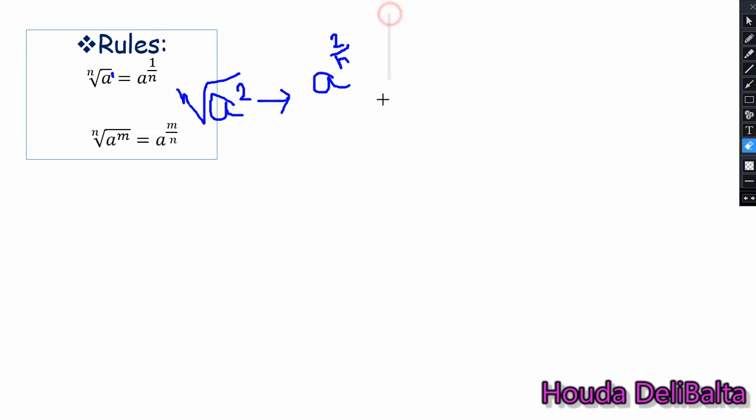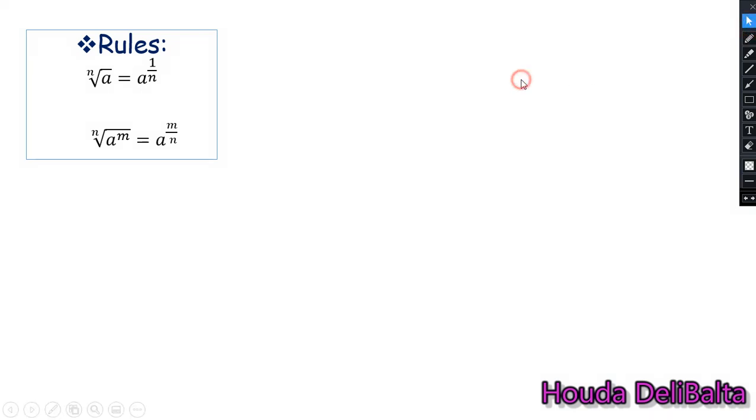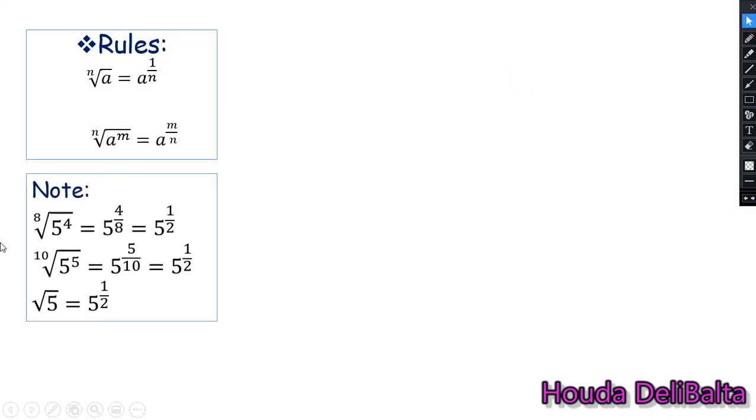Now, this is in general also. If I have nth root of a power m, as I told you, I just divide the power by the index. I have a to the power m over n, and this is how rational powers appear, why I see fractions in powers. Okay, here is like a note.